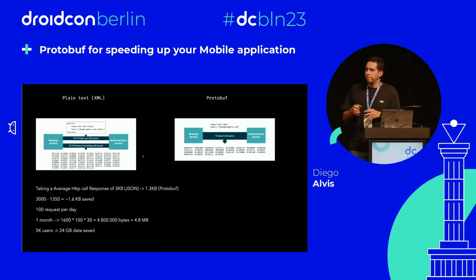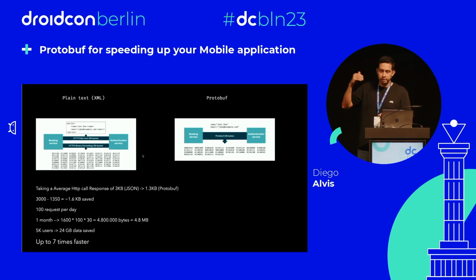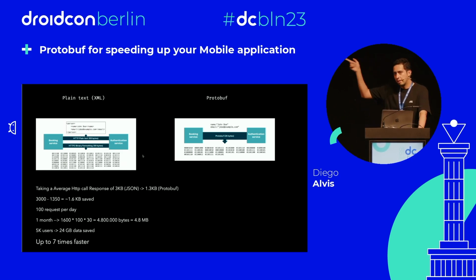But the main benefit of this, or a consequence of this, is that Protobuf can be up to 7 times faster than the traditional formats, like JSON and XML. And that's the main benefit of using Protobuf, right? And of course, saving some data on the way.